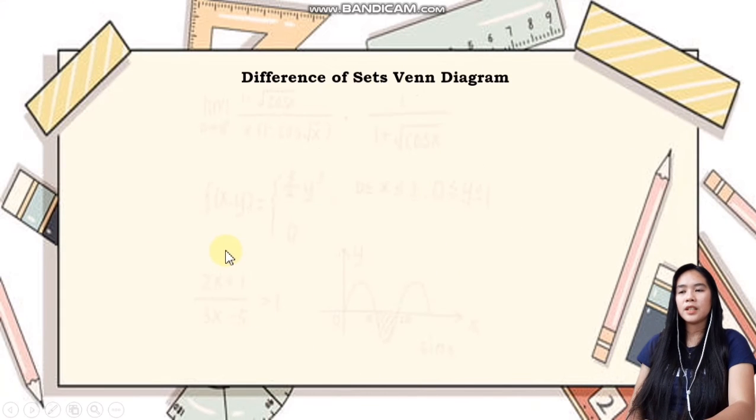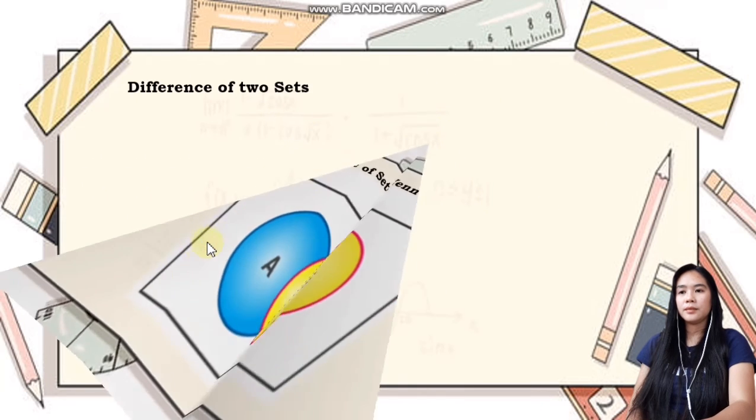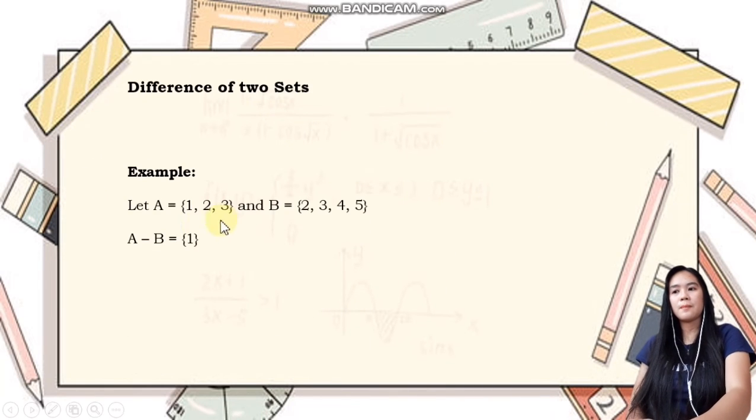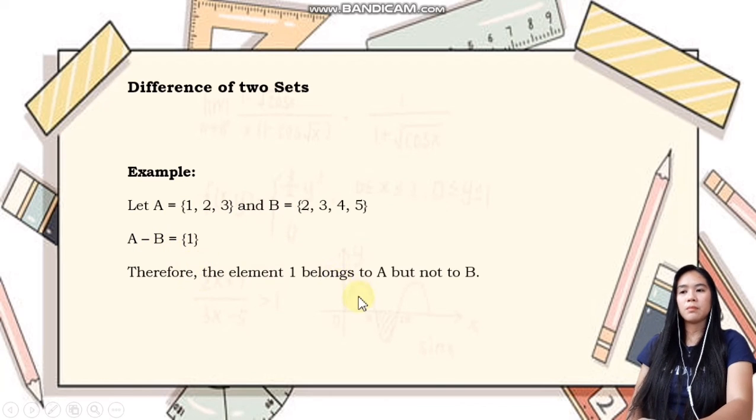So, here is the Venn diagram of difference of set. And difference of two sets example. Let A equal 1, 2, 3, and set B equal 2, 3, 4, 5. A minus B is equal to 1, dahil merong elements na 1 ang set A, pero wala ang set B. So, A minus B is equal to 1. Therefore, the element 1 belongs to A, but not to B.